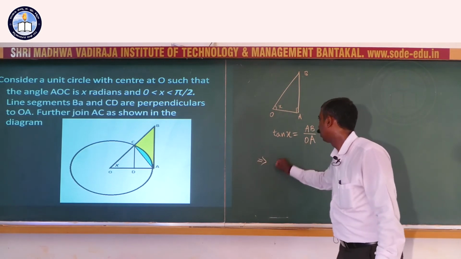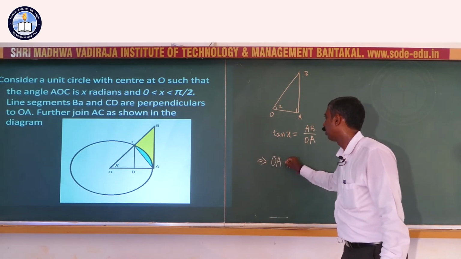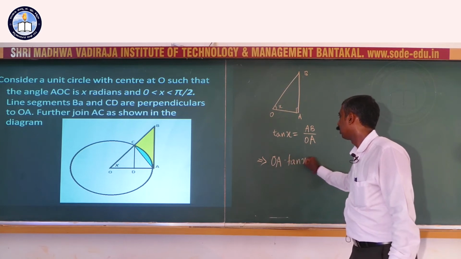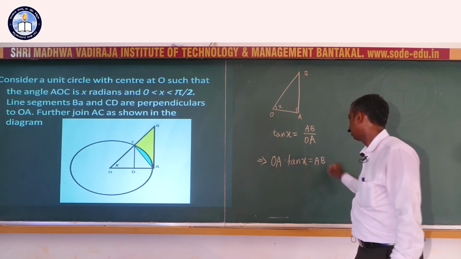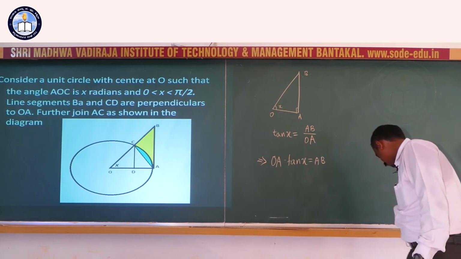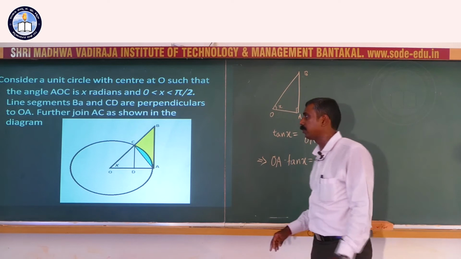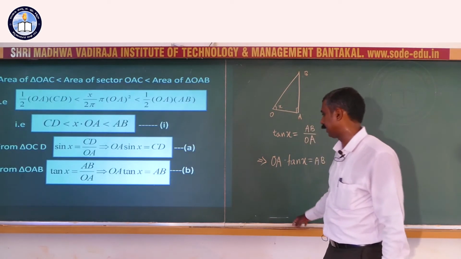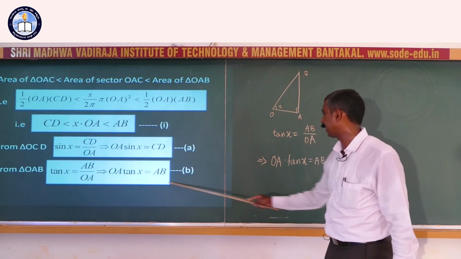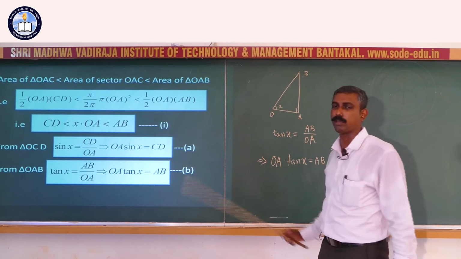Otherwise, OA into tan x is equal to AB. So that's what we got in the second expression: OA tan x is equal to AB.